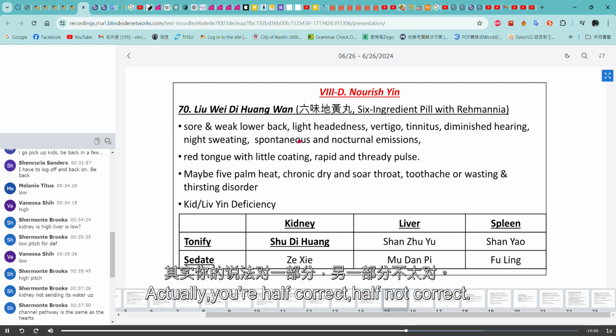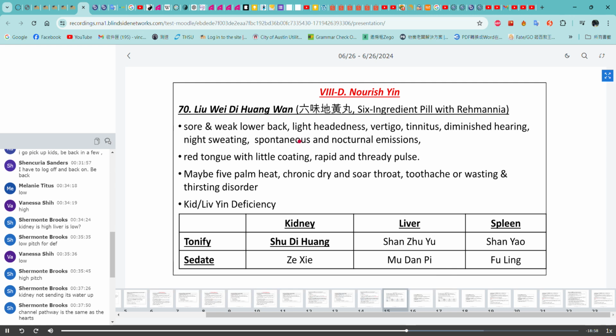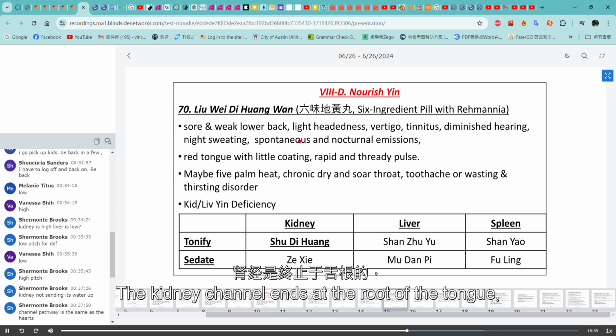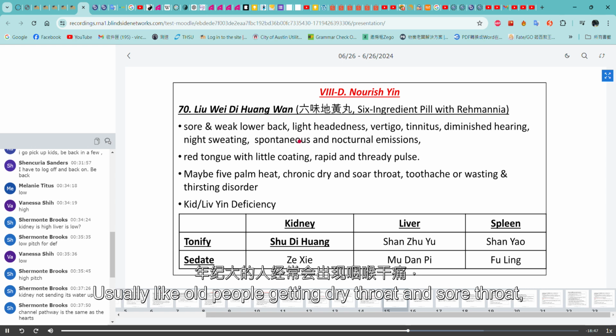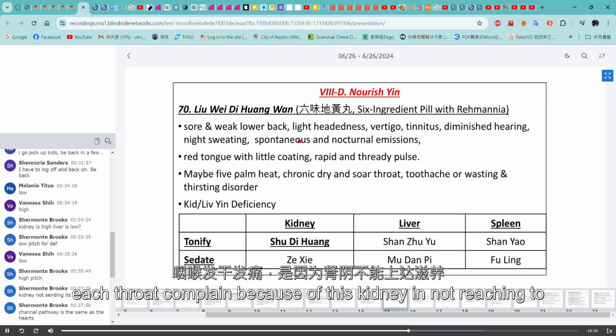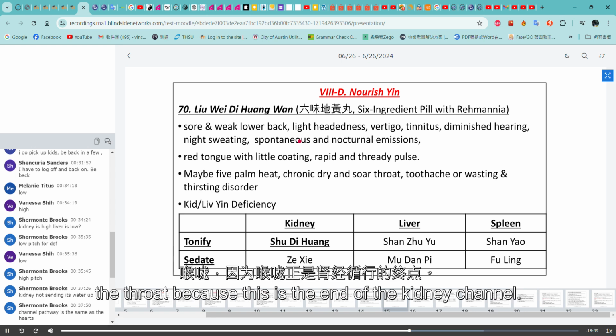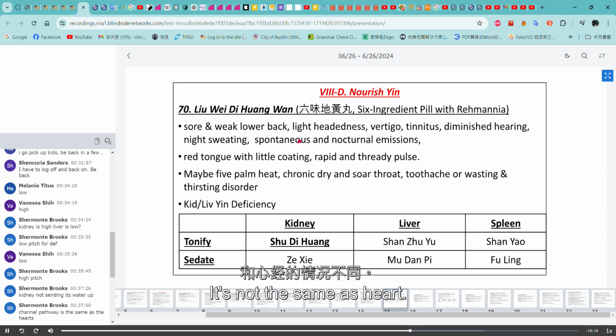Actually, you are half correct, half not correct. The kidney channel ends at the root of the tongue, which is why people typically complain of dry throat and sore throat. Usually old people get a dry throat and an itchy sore throat because of the kidney yin not reaching the throat, because this is the end of the kidney channel. It's not the same as the heart, though. The heart goes to the side of the throat, but not that specific part of the throat.